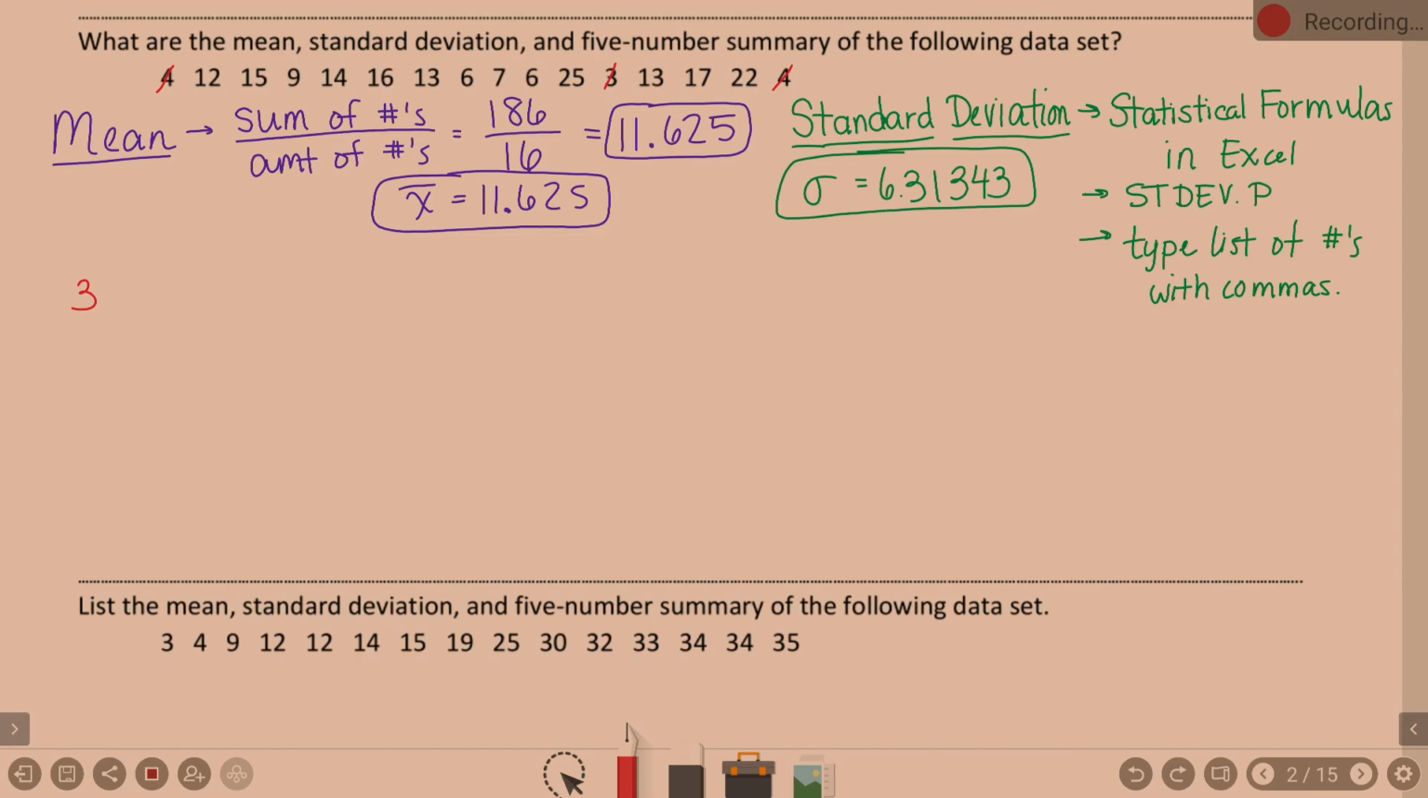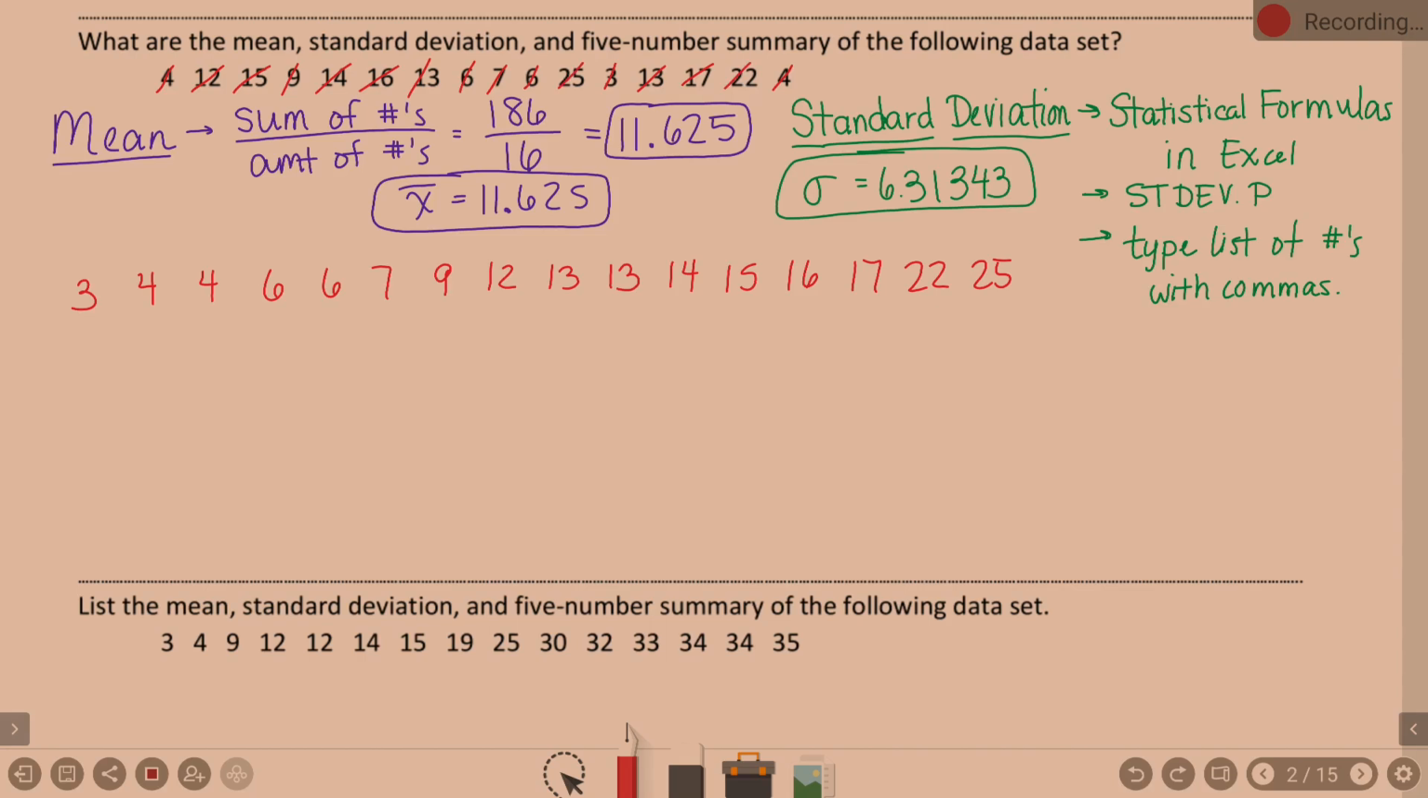4. 6, 6, 7, 9, 12, 13, 13. Are there 2 13s? Okay. 13, 13, 14, 15, 16, 17. I saw those. You say there's a 17 next? Yes. 22, 25.